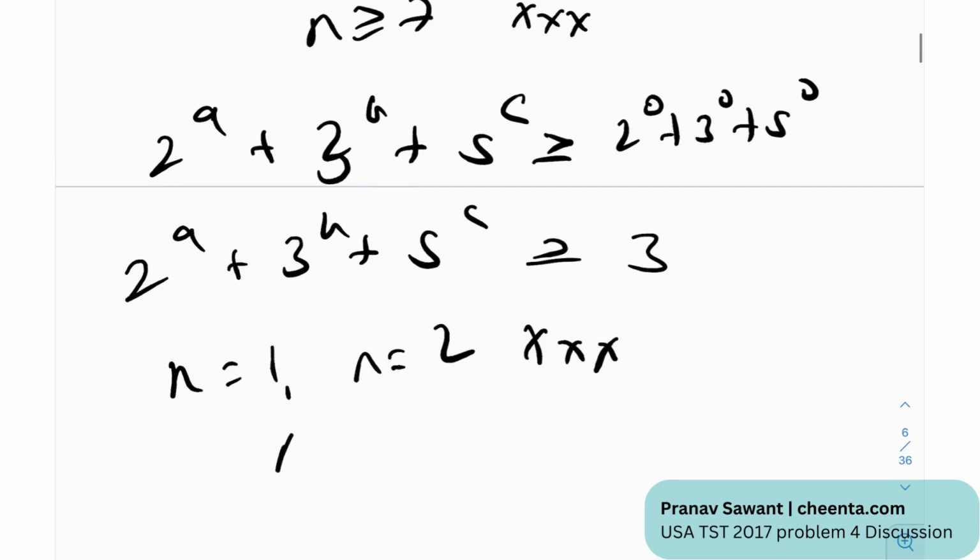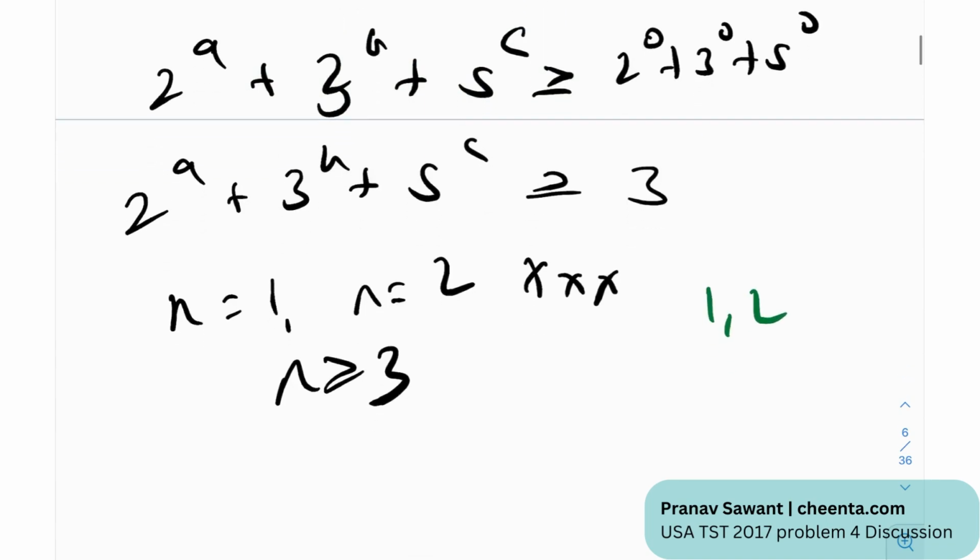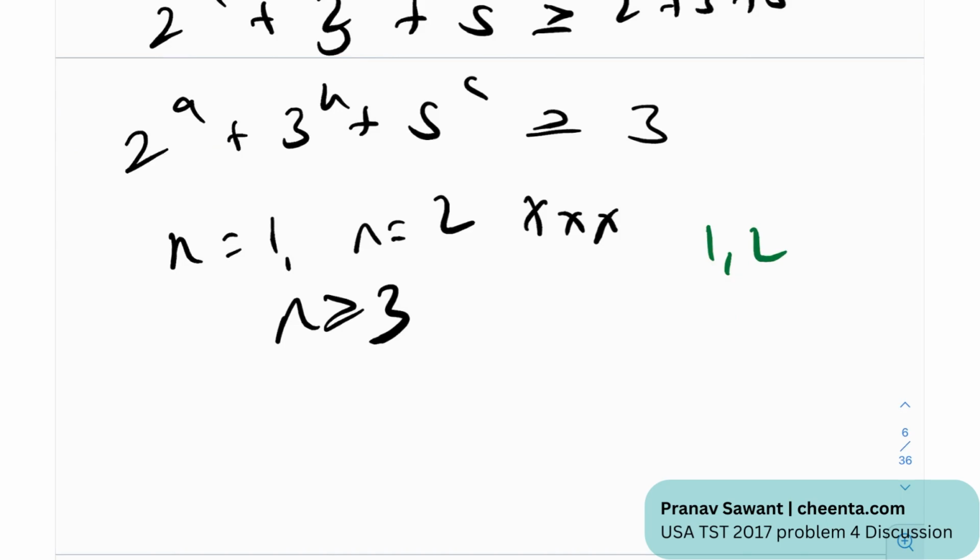So n has to be greater than or equal to 3, right? That's, I think, fairly trivial. Because if n is 1 and 2, then the right hand side will be 1 factorial and 2 factorial, which is 1 and 2, but the left hand side will always be greater than or equal to 3, so they'll never be equal.